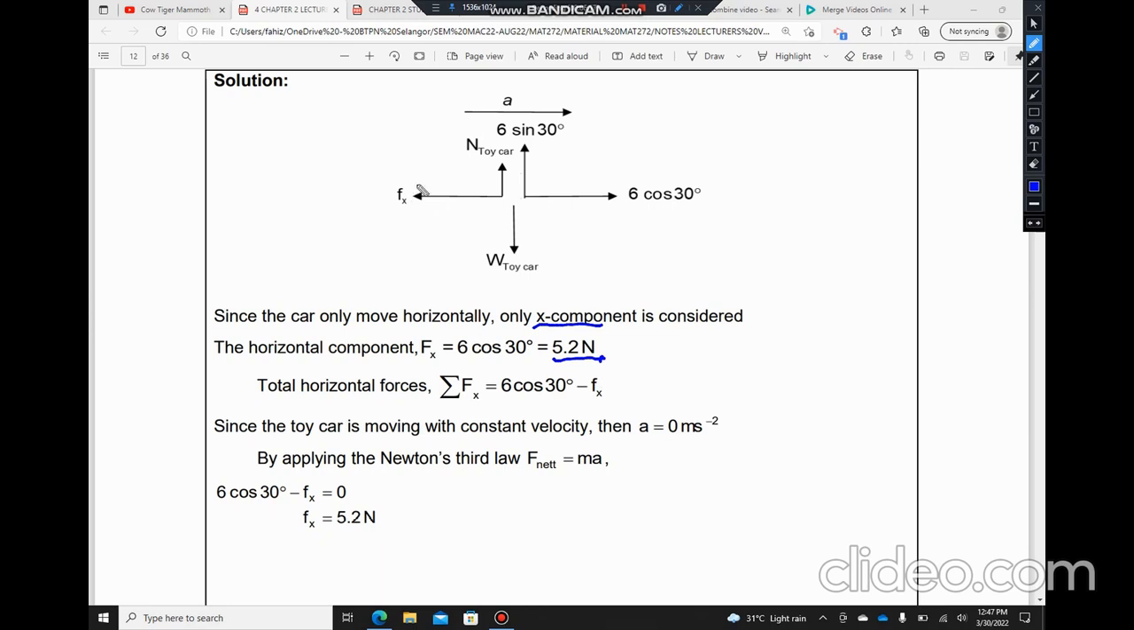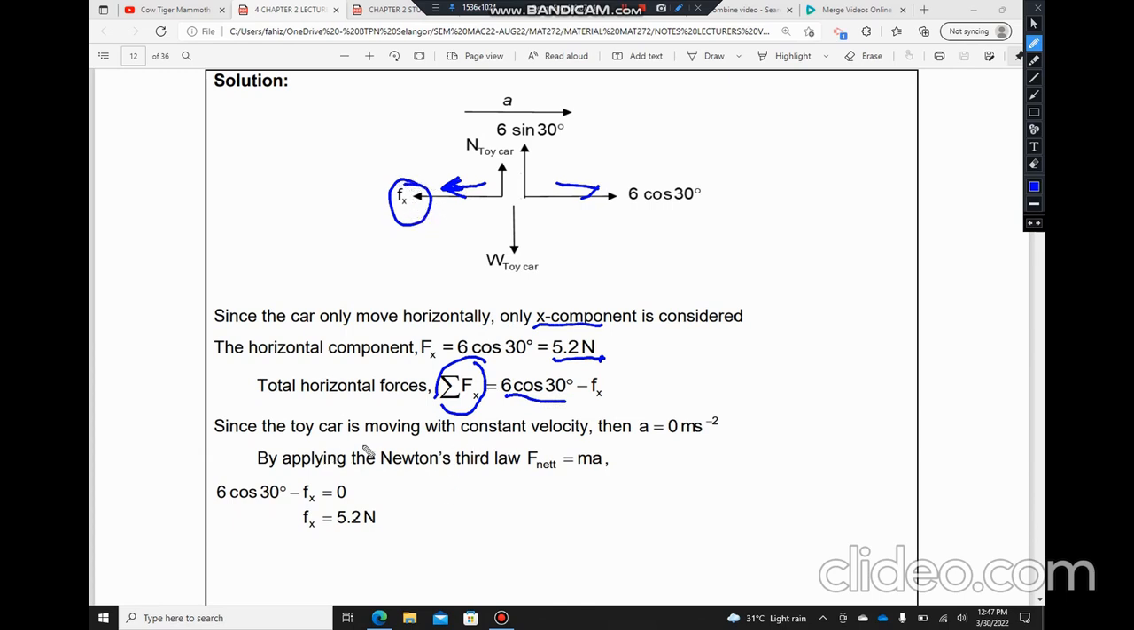Sebab apa? Dia ada daya geseran kat sini. Okay, so dia ada ke depan, dia ada daya ke belakang juga kan, daya geseran. So that's why bila kita nak total horizontal force kita kena consider semua daya yang ada dalam situasi ni. Okay, so daya ke kanan adalah 6 cos theta, tapi dia ada yang tarikan dia kan, geseran Fx. Kita assume dia sebagai Fs.